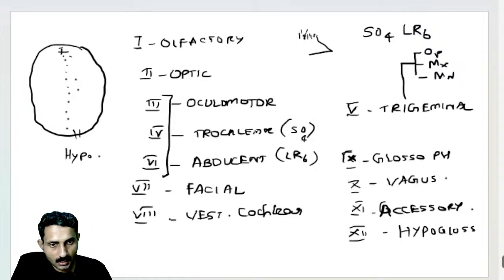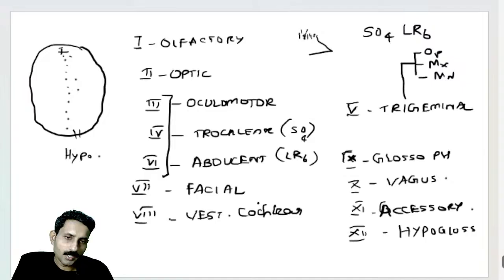Optic nerve is concerned with vision. This one is concerned with the eyeball movement. Trigeminal nerve is concerned with the sensation of the face. Touch sensation of the face is supplied by the trigeminal nerve: ophthalmic, maxillary, and mandibular. It has some motor supply that we'll see with the cranial nerves.